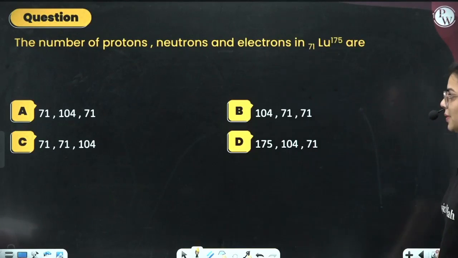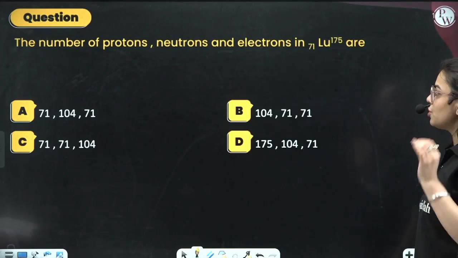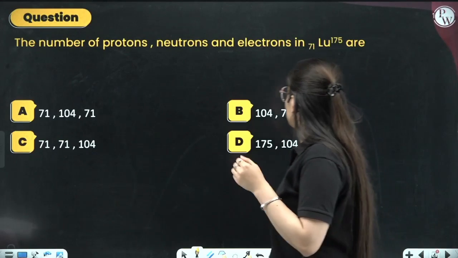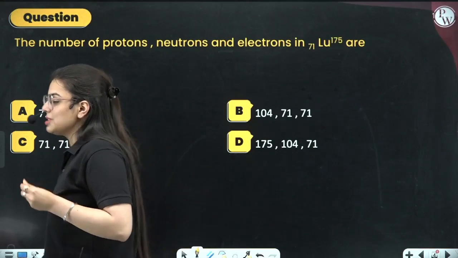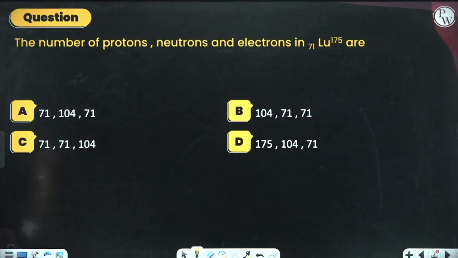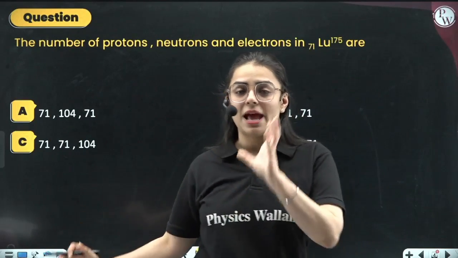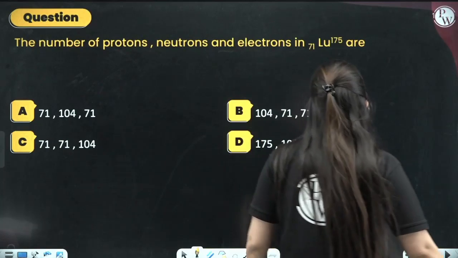Now comes the second question. The number of protons, neutrons and electrons in this species are. They are asking you number of neutrons, protons and electrons. It is a very simplest question, students. If you know this, these all are previous year questions which I am showing you. You can even match them. They are the previous year questions that are generally asked.